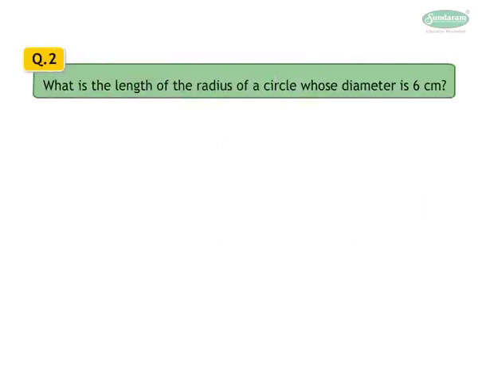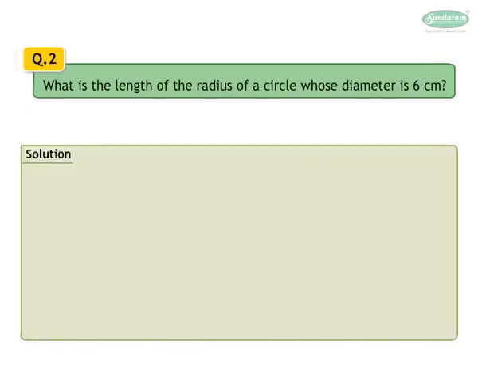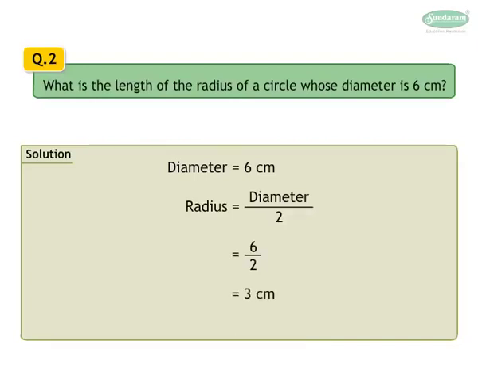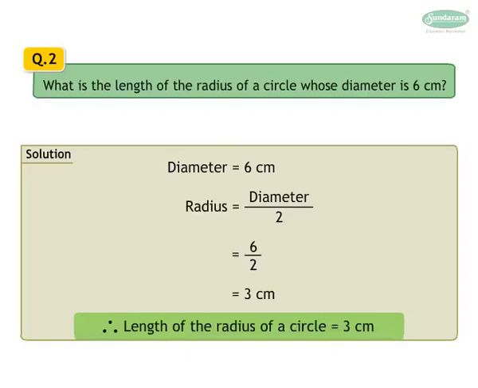Number 2. What is the length of the radius of a circle whose diameter is 6 centimeters? Solution. Diameter of a circle is 6 centimeters. Radius is equal to diameter upon 2 is equal to 6 upon 2 is equal to 3 centimeters. Therefore, length of the radius of a circle is 3 centimeters.